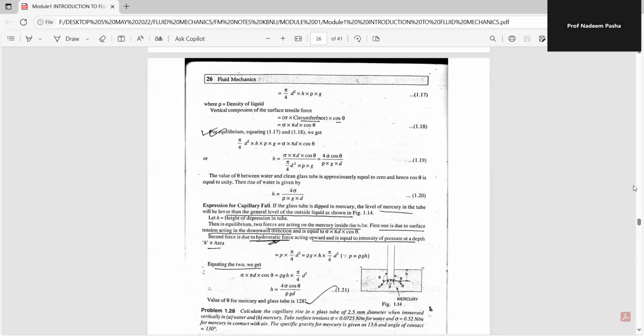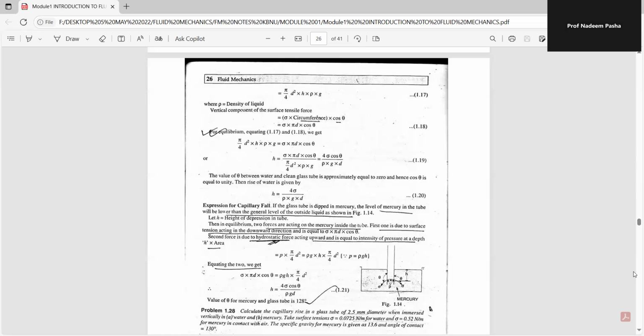Calculate the capillary rise in a glass tube of 2.5 mm diameter when immersed vertically in water and mercury. Take surface tension sigma equal to 0.0725 Newton per meter for water and sigma equal to 0.52 Newton per meter for mercury in contact with air. The specific gravity for mercury is given as 13.6 and the angle of contact is given as 130 degrees.